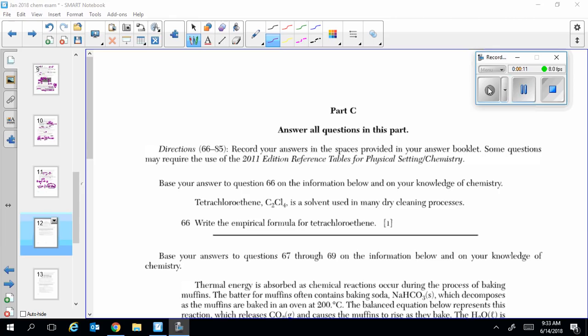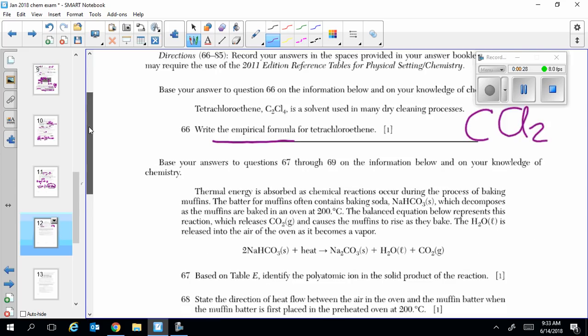So write the empirical formula for tetrachloroethene. So C2Cl4. Empirical means I just want to reduce it. So a 2 and a 4, that would just be CCl2. All right, next one.